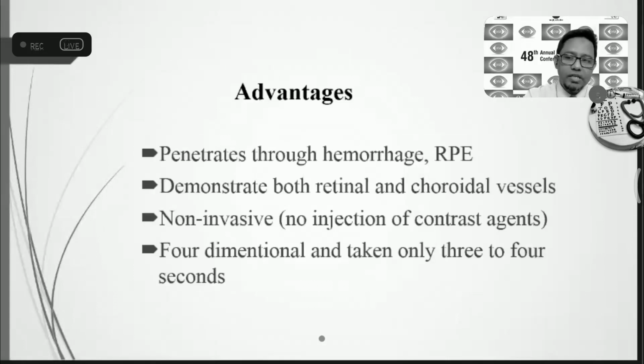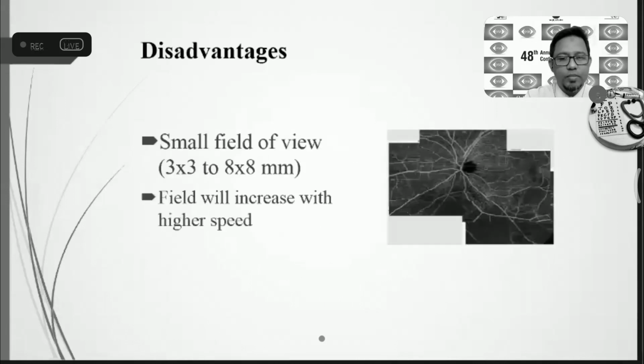Advantages: OCT angiogram penetrates through hemorrhage and the retinal pigment epithelium, which is not possible with FFA, ICGA, or color fundus photography. It demonstrates both retinal and choroidal vessels, is noninvasive with no injection of contrast agents, and is taken in only 3 to 4 seconds. But fundus fluorescein angiography takes about 15 minutes.